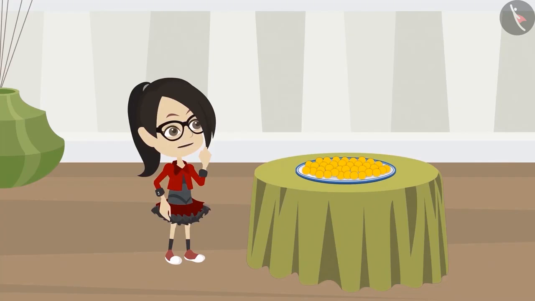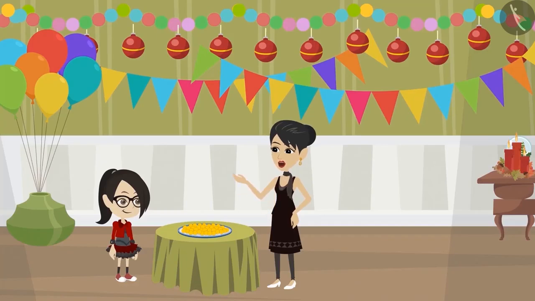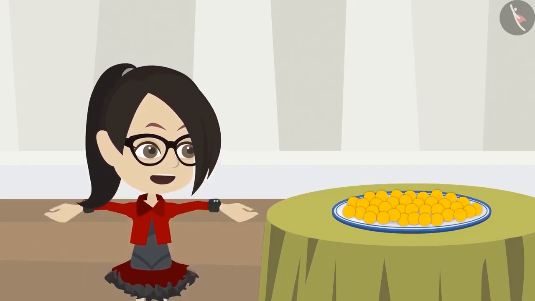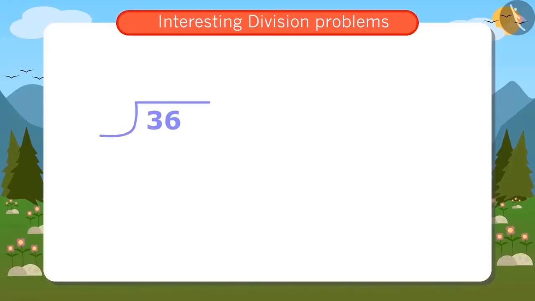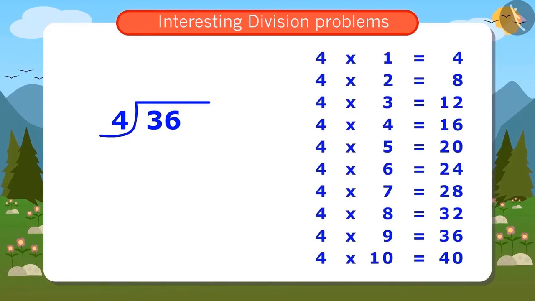I will divide and see. Do you know that to use division, you should know multiplication tables? Yes, Mummy, I know that. Okay then, you should divide and see. I have to divide 36 by 4. So I have to read the multiplication table of 4.